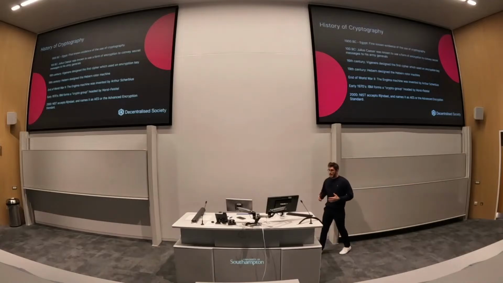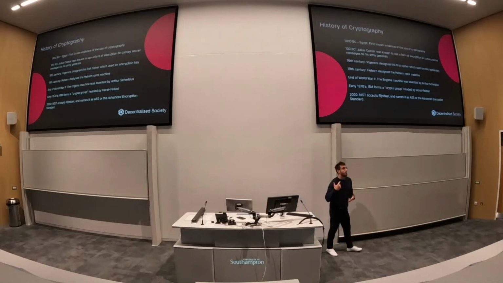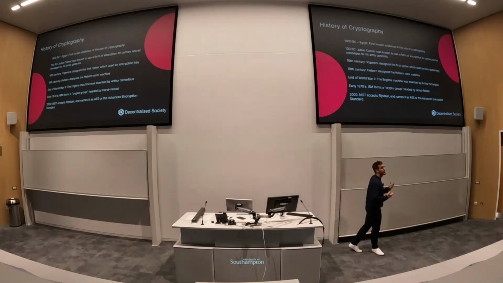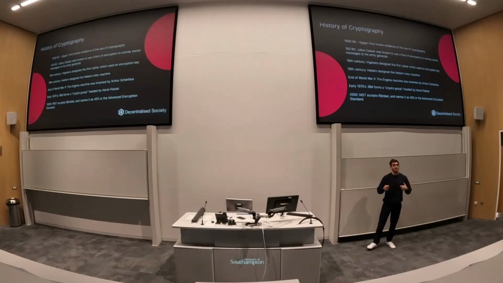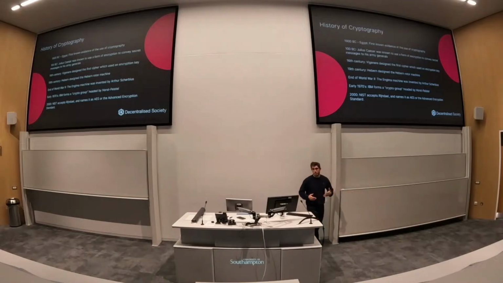Now, after all these things, in the early 70s, IBM's customers kept sending requests to IBM because they were asking for more private and secure communications. So there was an employee of IBM called Horst Feistel, who started a crypto group, the first crypto group.